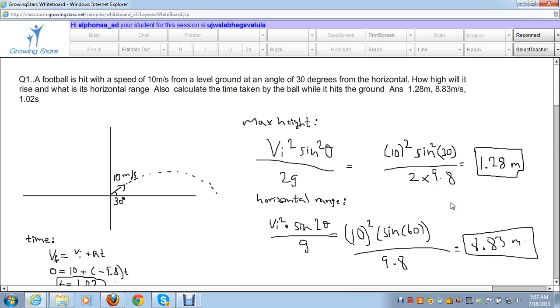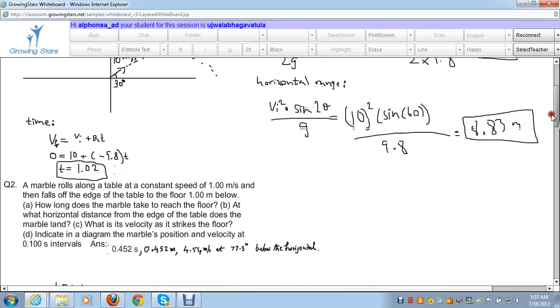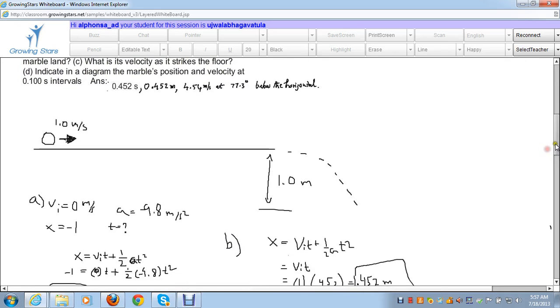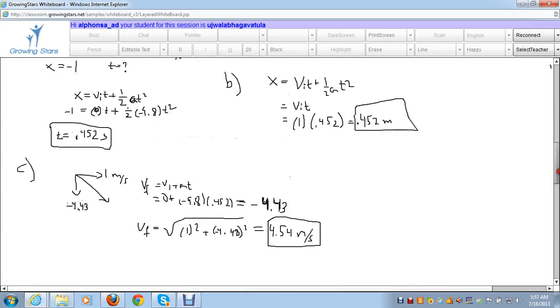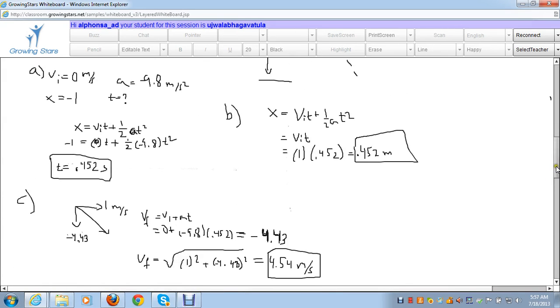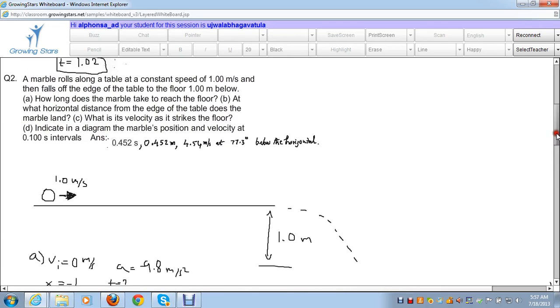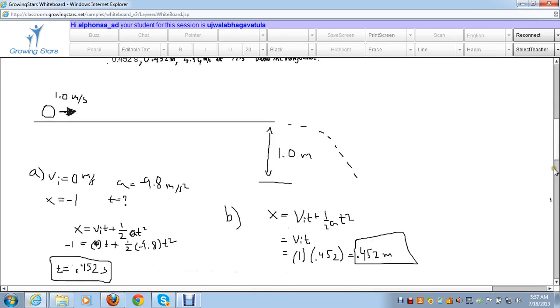It says the answer is below the horizontal. However, when I use the equation for final velocity, Vf equals Vi plus At, and I plugged in the time, like I use it as a graphic function and plugged in time as the variable at 0.1 second, I got a positive value. You mean for B part? No, for D part. D part? Okay.